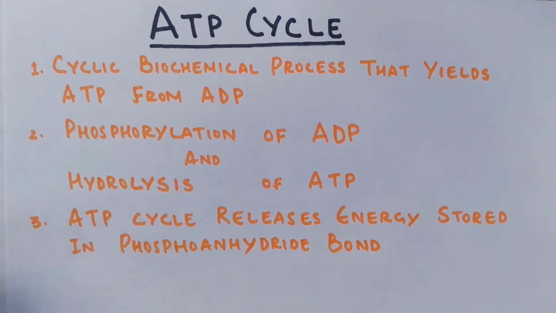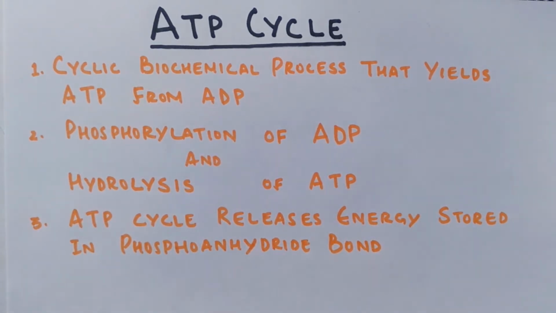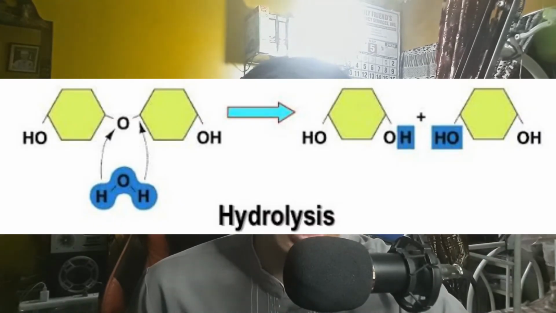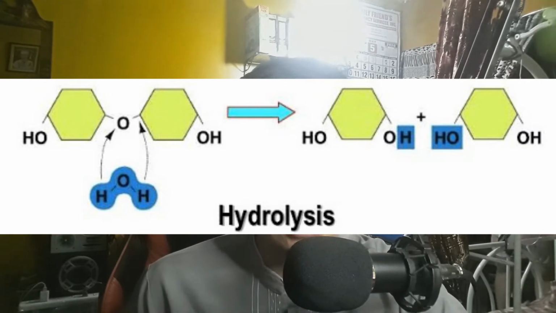Number two, phosphorylation of ADP and hydrolysis of ATP. Phosphorylation, by the way, means adding a phosphate. That is the meaning from the word phosphate, and ylation means adding into it. And hydrolysis, again, hydro means water, lysis means breaking down. So hydrolysis of ATP means breaking down of ATP so that it can turn into ADP.